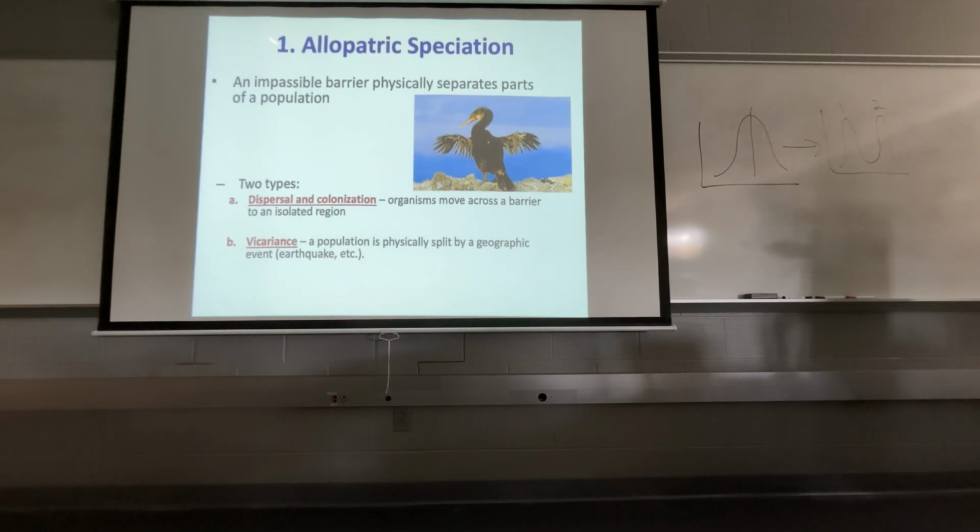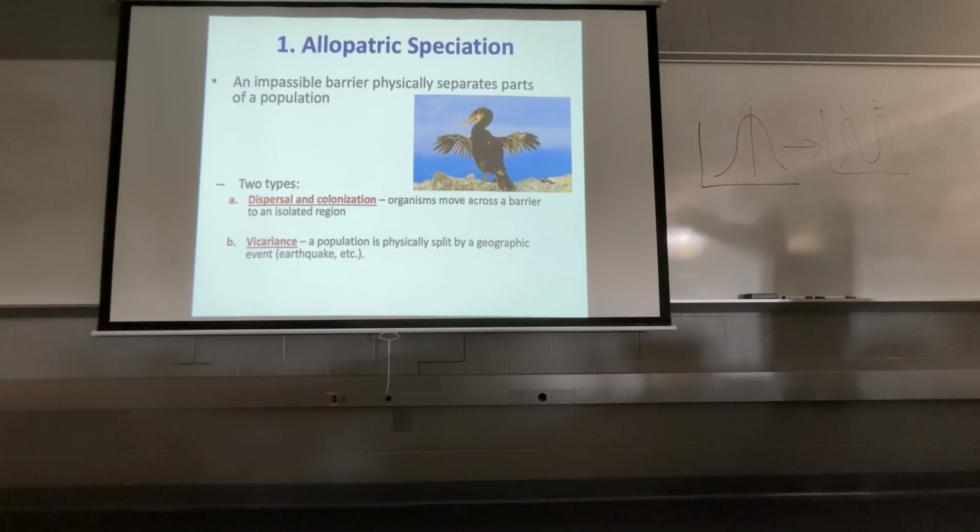It's called allopatric speciation. Allo means to separate, patric means your population. So allopatry happens when a barrier, a big, huge geographic barrier forms and separates one population into two or more populations. There are two ways to do this. The first one is called dispersal and colonization. So think about it. You got this population. The population gets bigger and bigger and bigger. It gets really crowded. There are a bunch of them, right?